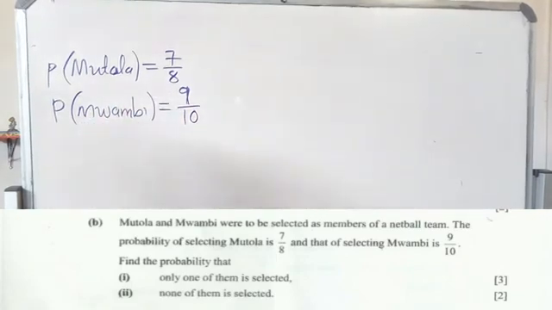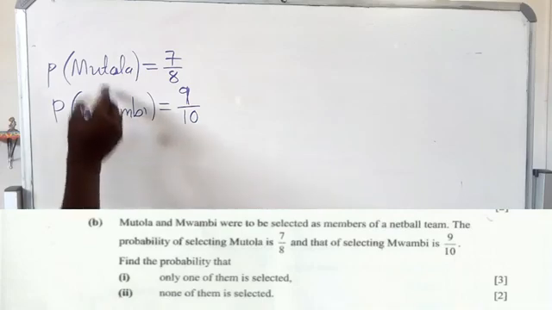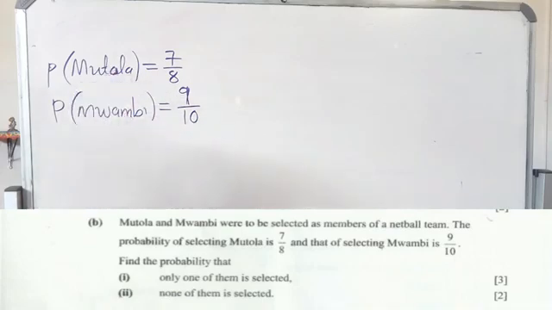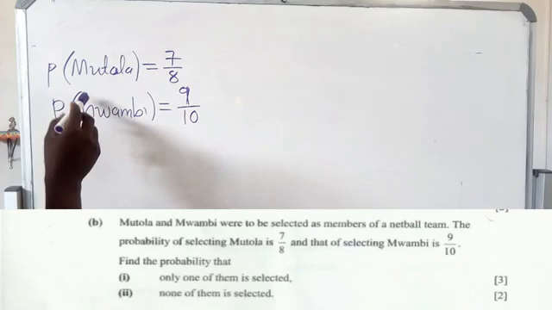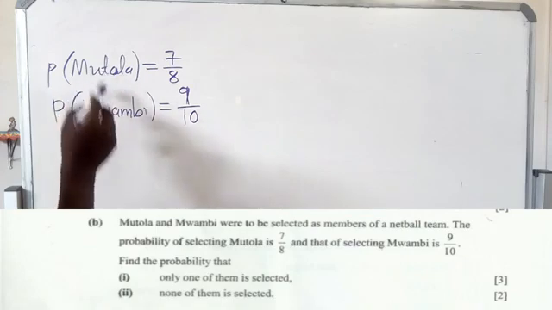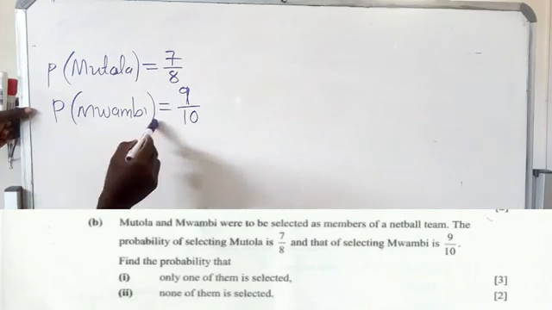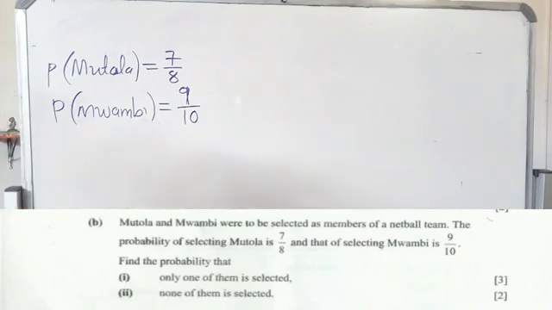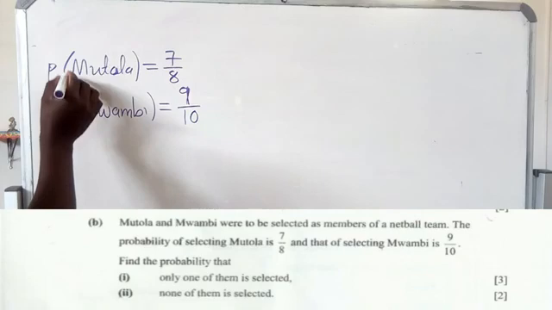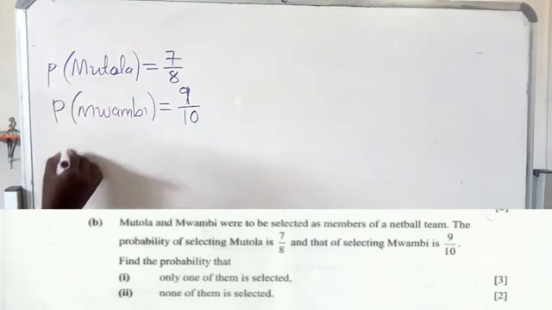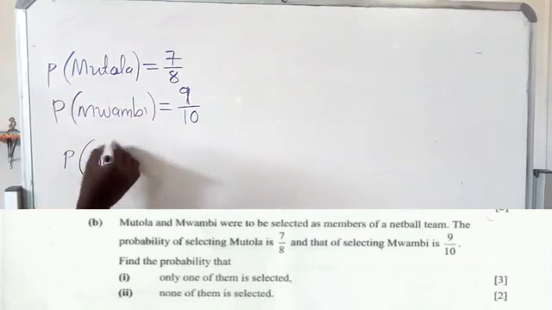Okay, so since they have given us their probabilities, the probability of selecting Mutola is this one, Mwambi is this one. In order for us to find the probability of selecting one person between the two of them, we need to find the probability of not selecting the two of them. Probability of not selecting Mutola as well as probability of not selecting Mwambi. That's the first step.